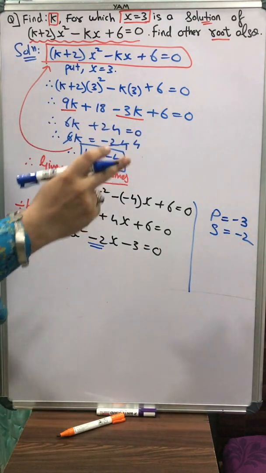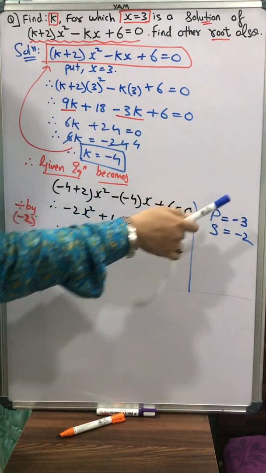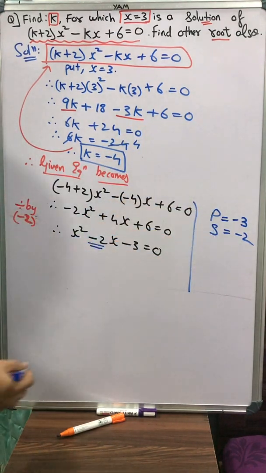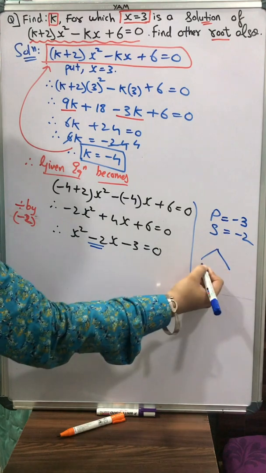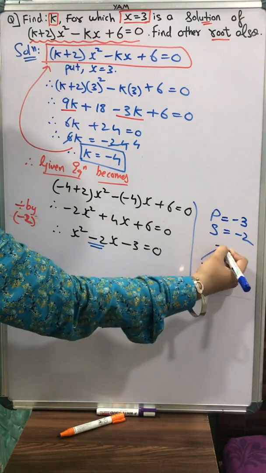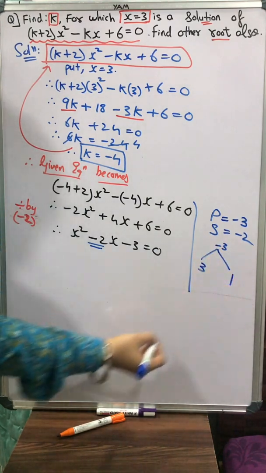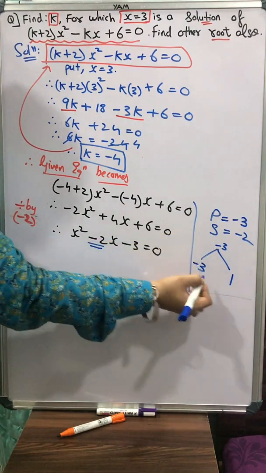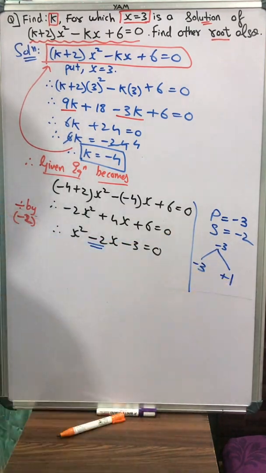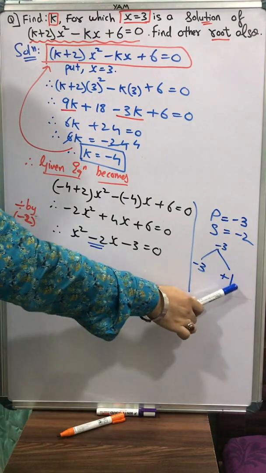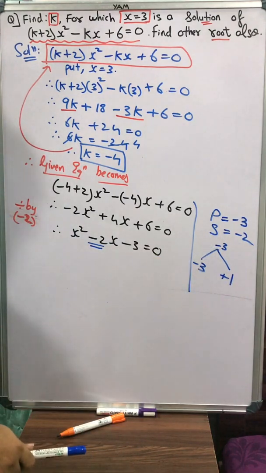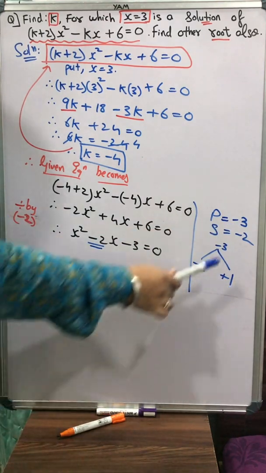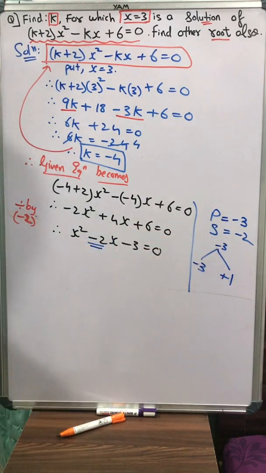I need two numbers such that their product is minus 3, and when the same two numbers are added, I should get minus 2. Students, as I want minus 3 as the product, 3 ones are 3. I want minus 3. So if I say this is minus and this is plus, so minus 3 multiplied by plus 1 is minus 3. Okay, product is minus 3, and minus 3 plus 1 becomes minus 2. Oh, great, I achieved my summation also.